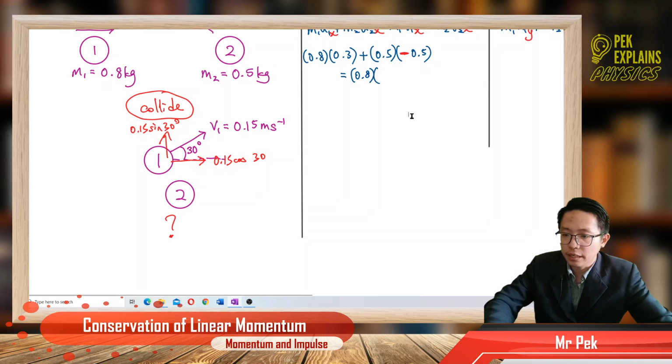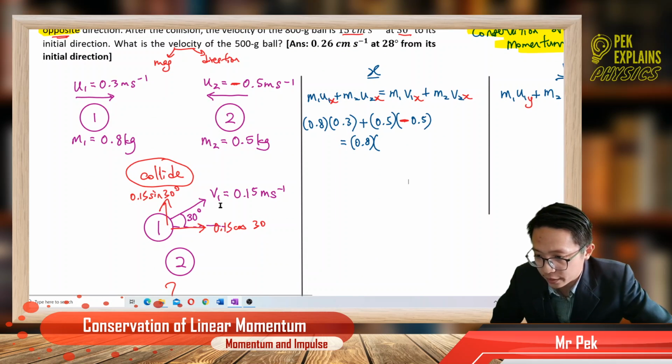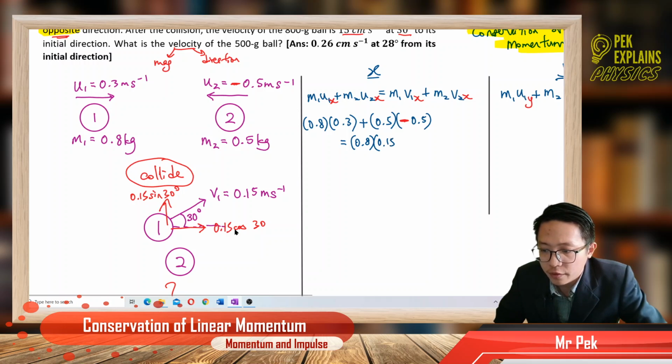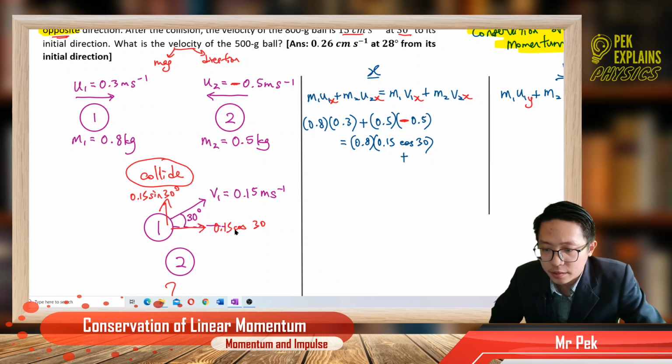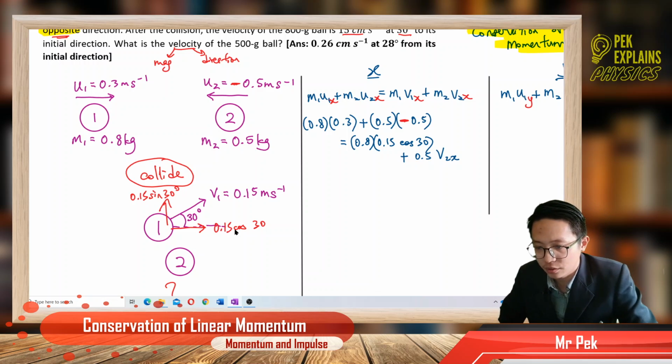So now let us continue. For the x component, we have V1x, 0.15 cos 30, and then plus the mass 2, which is 0.5, but we don't have the V2x, so we want to find V2x. Okay, so calculate.